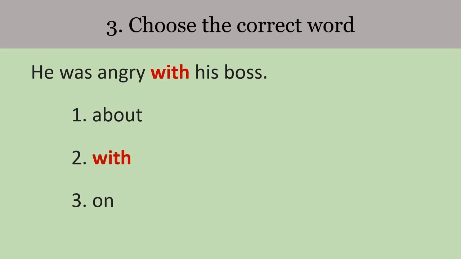For the third question, the choice which is correct is with. He was angry with his boss. We cannot say he was angry about his boss. When you say angry about, then you can't put a human noun here. You have to say that he was angry about his work, or he was angry about the salary which he got. Angry on we don't have that usage at all, so we cannot use it. You can check this out in the prepositions video which I have given you.